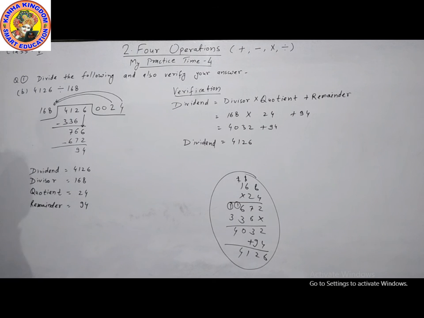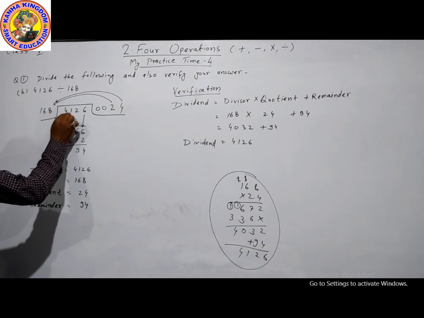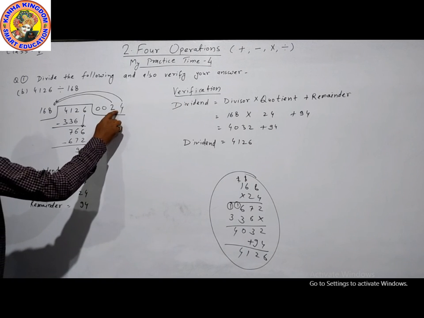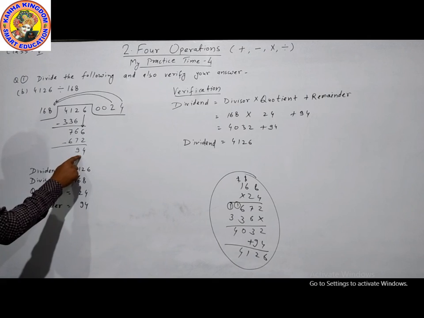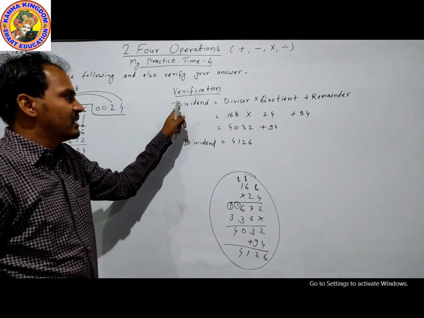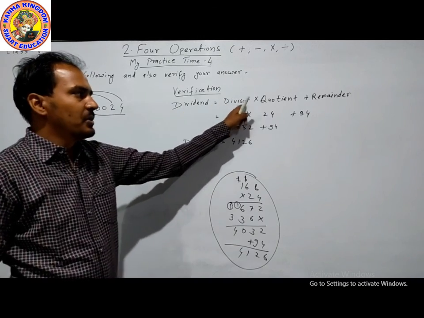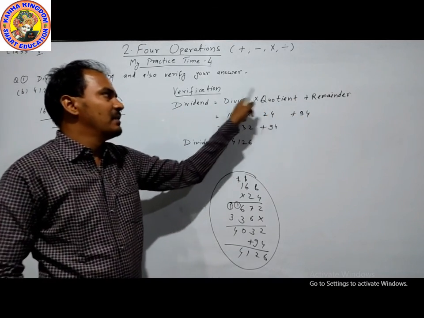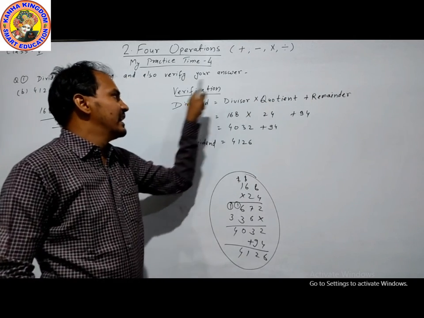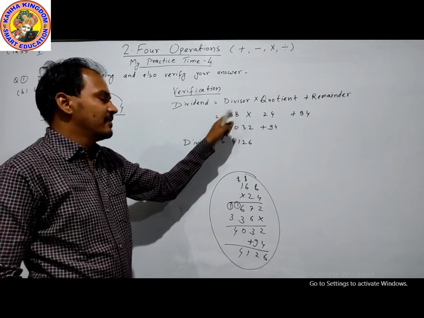The dividend is 4126. Divisor is 168. The quotient is 24. Remainder is 94. Now verification. In verification we have a formula: dividend is equal to divisor into quotient plus remainder. We will place the values of divisor, quotient and remainder. After calculation we get the dividend.